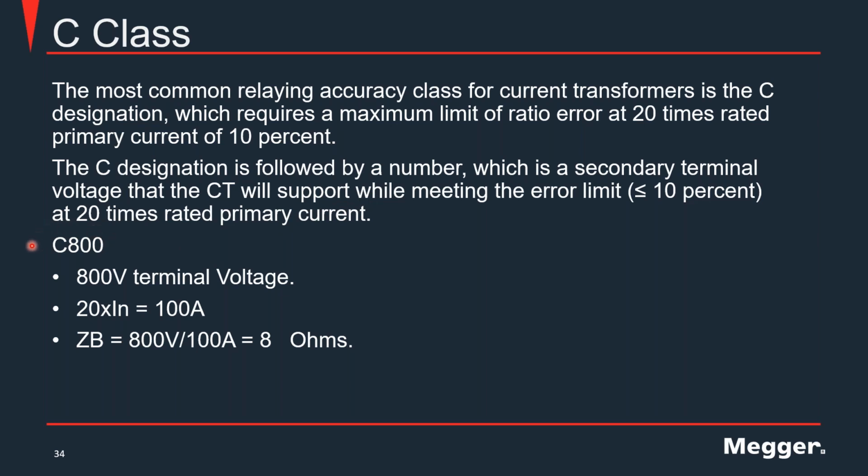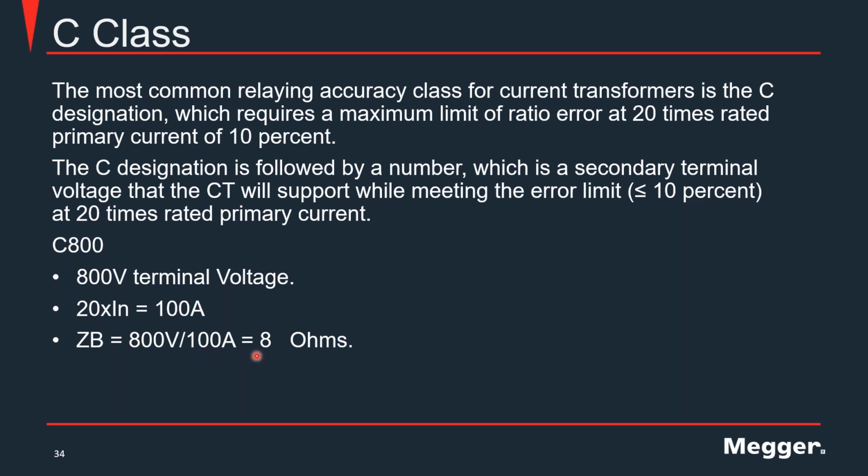What does it mean? Let's use the C800 CT as an example. This means that when the terminal voltage on the secondary of the CT is 800 volts, at 20 times nominal, the nominal current of these CTs is typically 5 amps. That means that when the secondary current on the CT is 100 amps, you have to guarantee an error on the primary current of 10%. What is the burden connected in that case? Well, if you have 800 volts and the current circulating is 100 amps, the burden will then be 8 ohms.